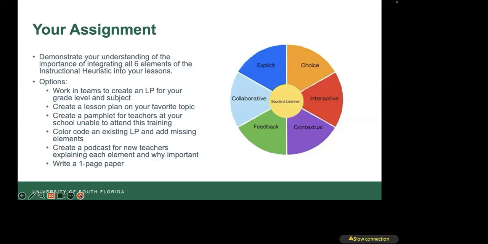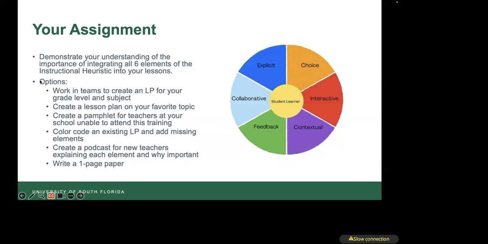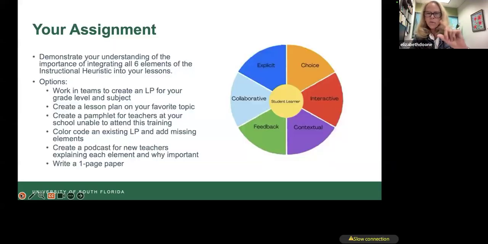Do you mean that everyone will do all this? No, the choice. See here? This is one. You'll do only one, because I want you to have choice. I was trying to demonstrate how I made this lesson explicit. I hoped it was a little bit collaborative. It was very minimally interactive, but I tried to provide context, and we provided feedback ongoing. So the last element was choice. You have your choice. Do one.